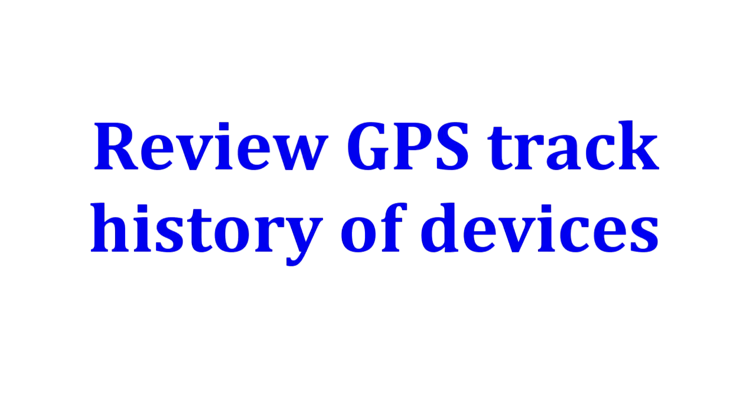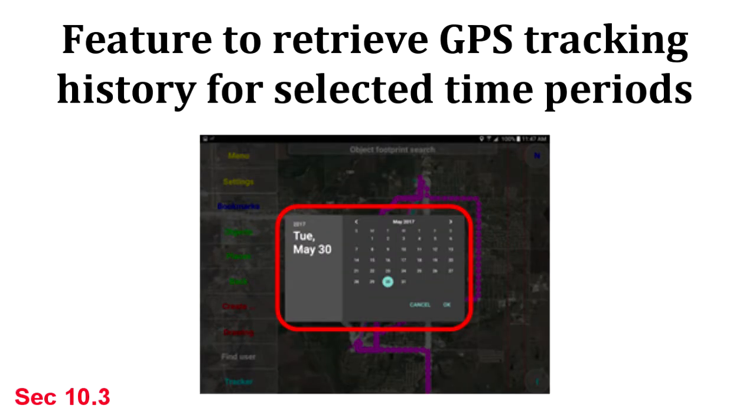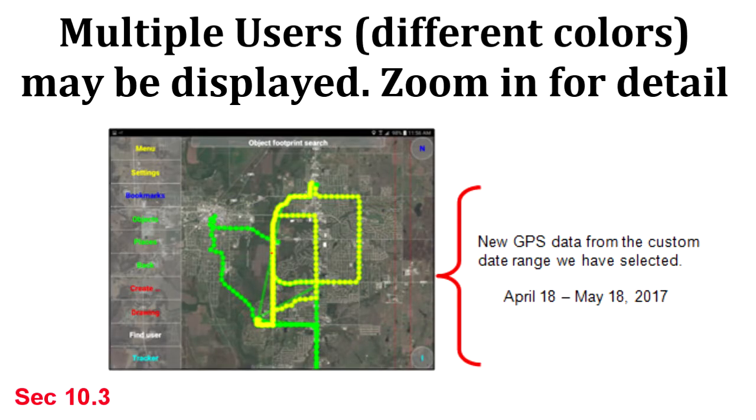Review GPS track history of devices. This allows you to go back in time, select a device, select a time period, and you're able to review the GPS track history of that individual device. So this shows an example. Multiple users can be displayed. You can zoom in for detail.